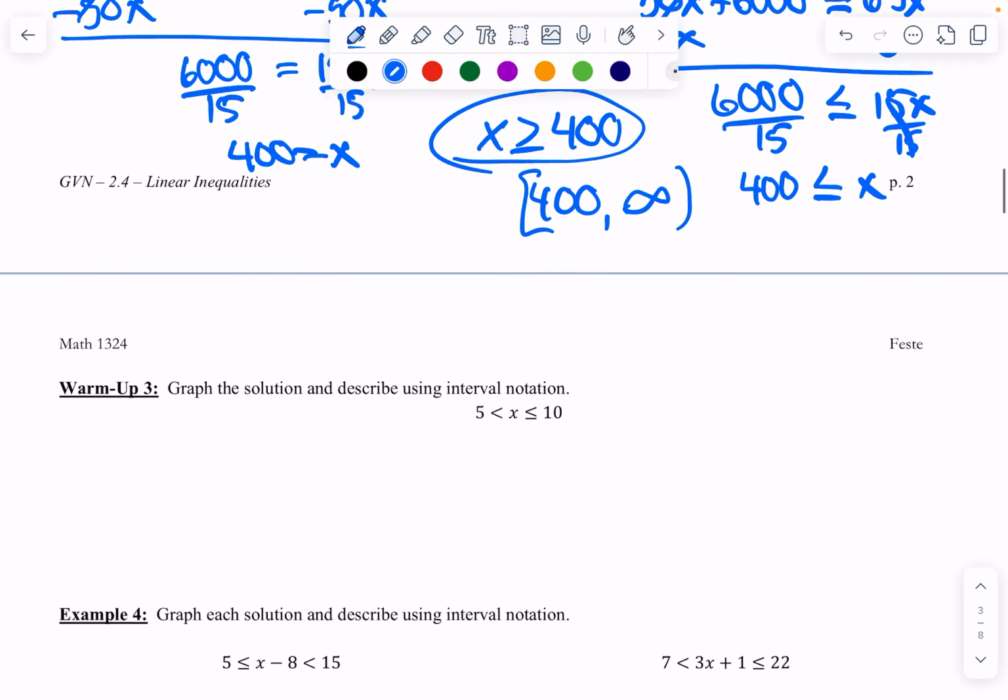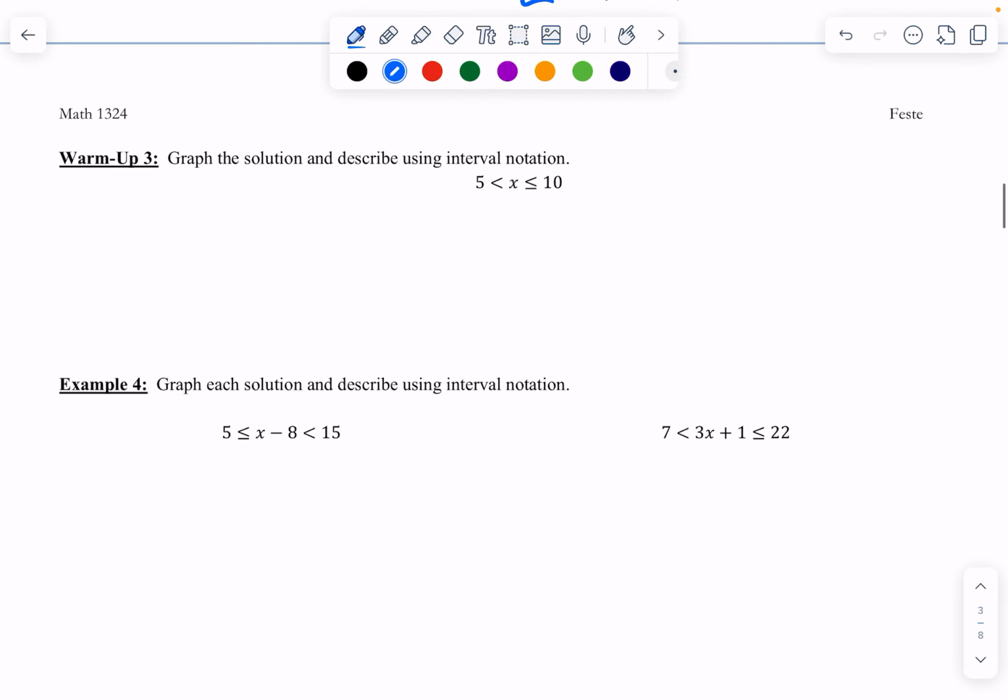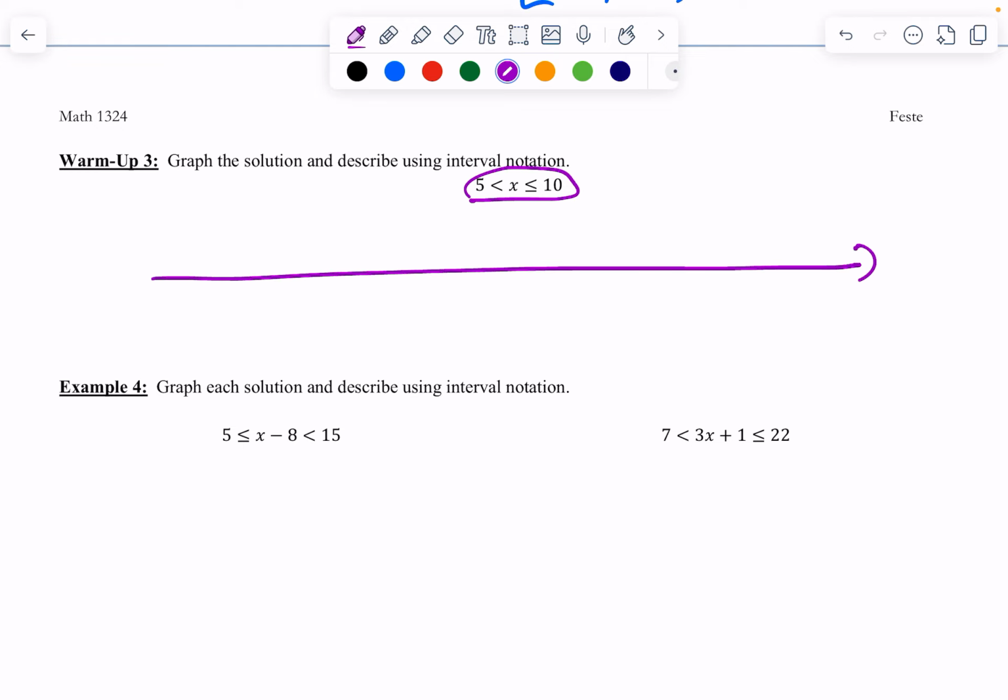Okay, let's look at the next one. So graph the solution and describe using interval notation. So now notice the difference between this and what we've done. Now we have numbers on both sides. So we have 5 is less than x is less than or equal to 10. So let's look at graphing this.